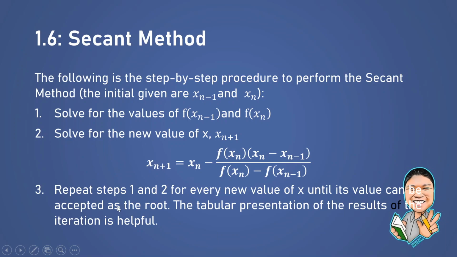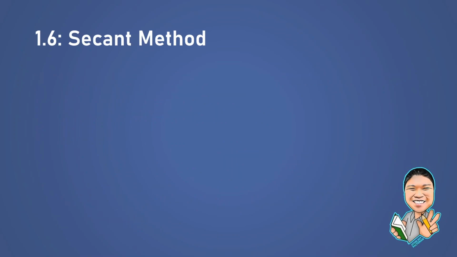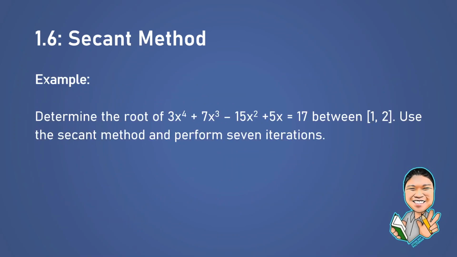Para mas maintindihan nyo nga ulit, I think mas magandang may example ulit tayo. So for the last example, same problem ulit. Determine the root of 3x raised to the 4th power plus 7x cubed minus 15x squared plus 5x equals 17 between 1 and 2. So, use the second method and perform 7 iterations.